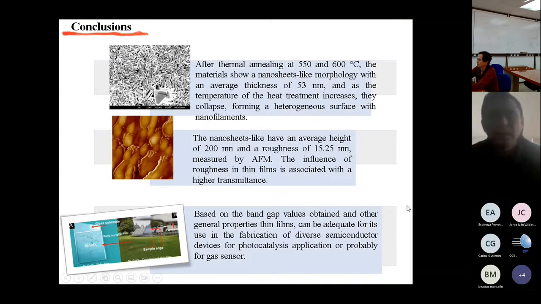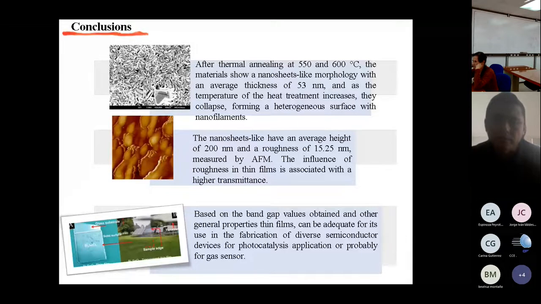After the thermal annealing at 550 and 600 degrees Celsius, the material shows a nanosheet-like morphology with an average thickness of 53 nanometers. As the temperature of the heat treatment increases, they collapse, forming a heterogeneous surface with nanofilaments. The nanosheets have an average height of 200 nanometers and a roughness of 50.2 nanometers, measured by AFM.